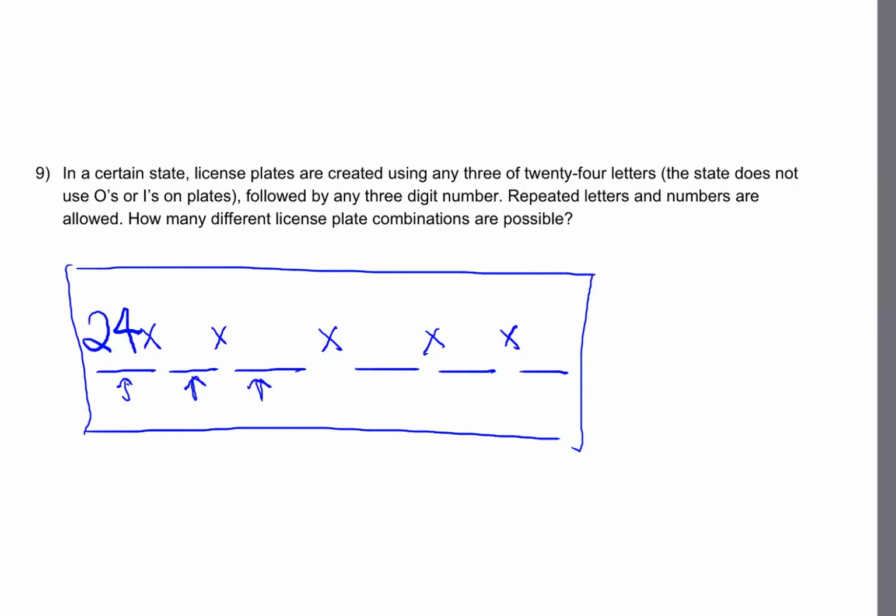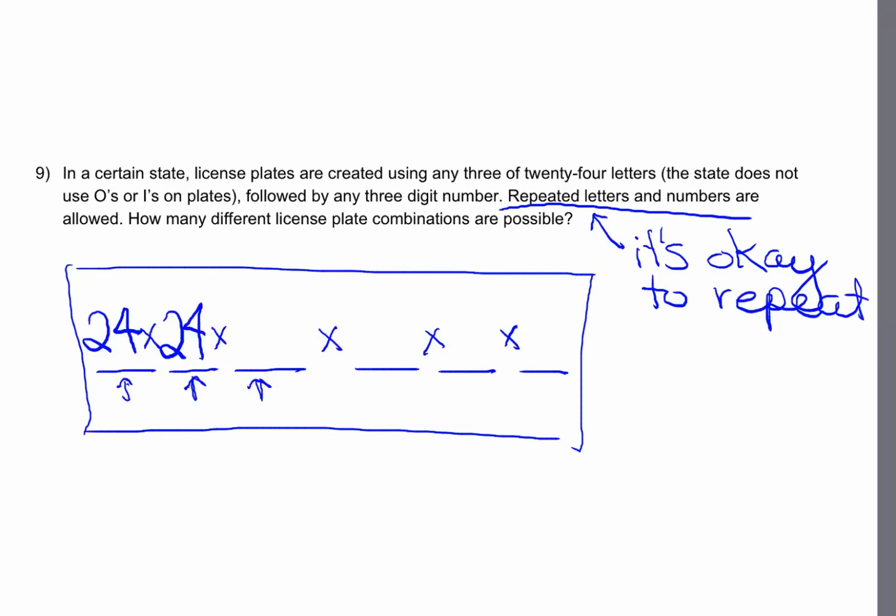Do you see the wording in this word problem that clarifies it for me? Look at that second to the last phrase. Do you see repeated letters and numbers they're allowed? So can I use all 24 letters even though I already used one? Yes, I'm allowed repeats. And so I will put 24. And that's because of this phrase. It's okay to repeat. If it wasn't okay to repeat, then I could only put 23.